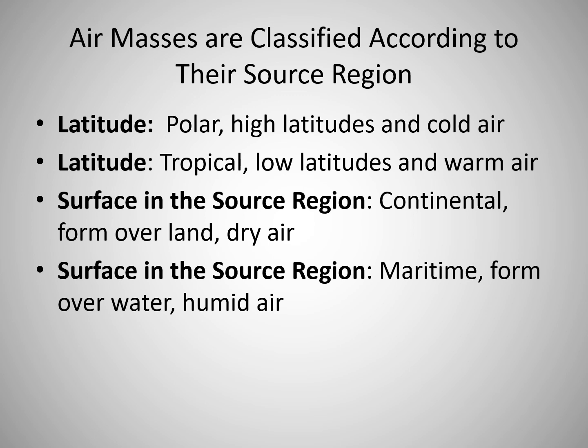They are also classified according to what the surface is like in that region. Meaning, is it land or sea? So is it continental or maritime? If it's continental, it's forming over the continents, land, and that air is going to be dry. If it's maritime, it's forming over the oceans, and it's going to be a more humid air mass, moisture rich, because it's forming over water.